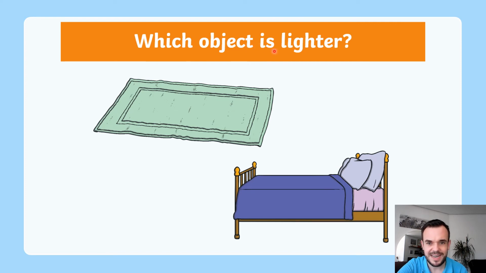Which object is lighter, the bed or the rug? Well, can you pick up your bed? I don't think you can pick up your bed because your bed is very heavy, but you could pick up the rug. So we can say that the rug is lighter. The rug is lighter than the bed.